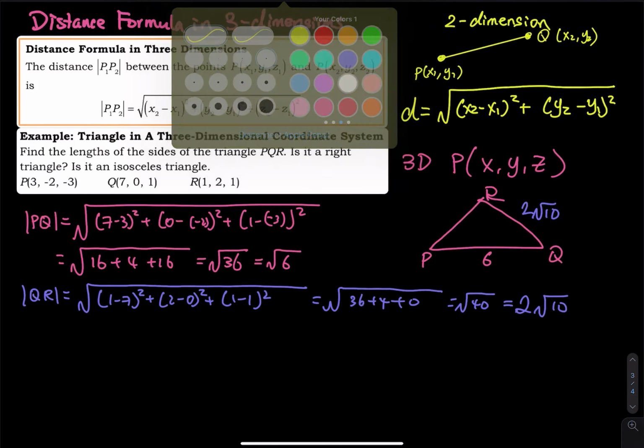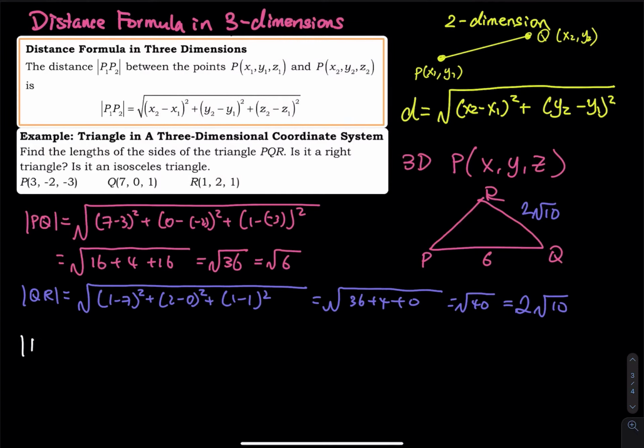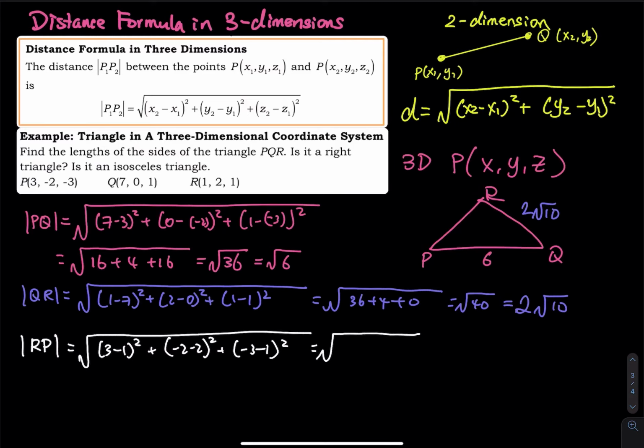And then the last one, from R to P. Let's not use yellow, let's use white. From R to P, we have the square root of, and that will be P minus R. The first one will be (3 minus 1) squared, plus (negative 2 minus 2) squared, plus (negative 3 minus 1) squared. That is equal to the square root of 4, 16, so that will be 32 plus 4, 36. The square root of 36 is equal to 6. So this will be a 6.